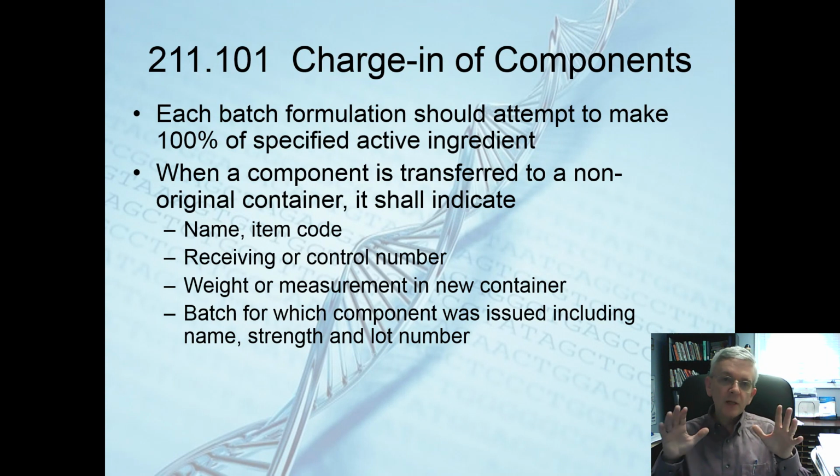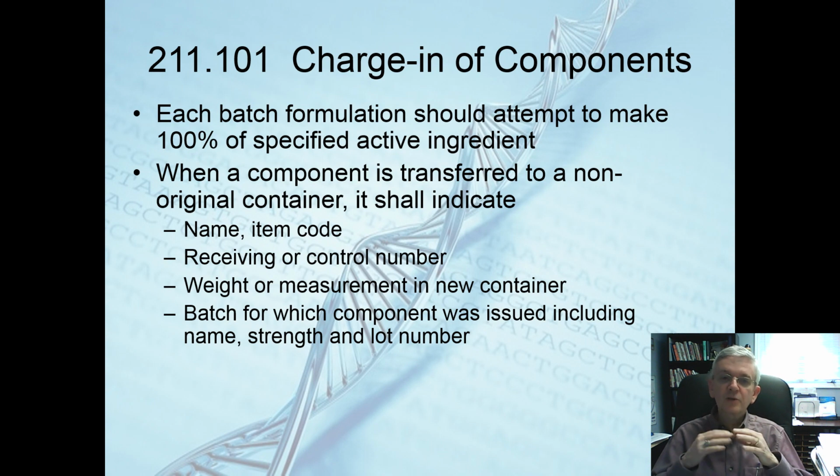Each batch formulation should attempt to make 100% of the specified active ingredient. If you say 20 milligrams, you can't formulate to 25 milligrams unless it's really clear as to what is going on in the process, that 5% extra is being used up, whatever in loss, and it's very clearly controlled. You formulate targeting 100%, and it says here it should attempt to make that 100%. Now, it may mean that you overcharge that with formulation, but you have to be very, very clear as to why you're doing that.